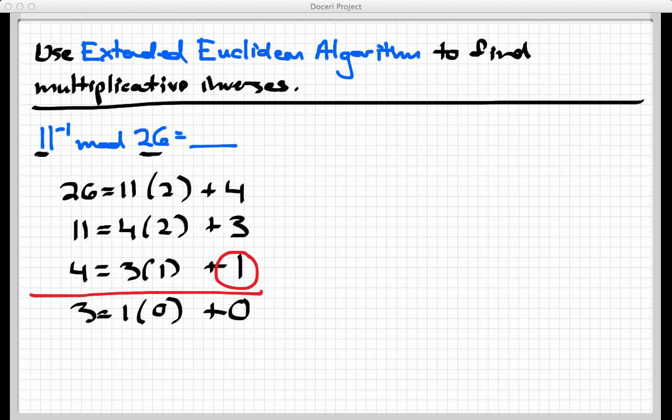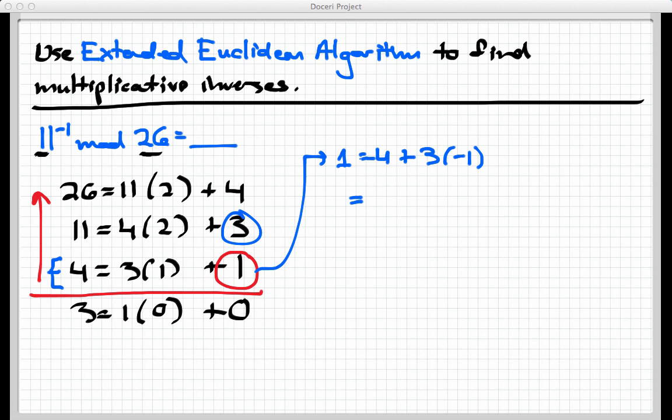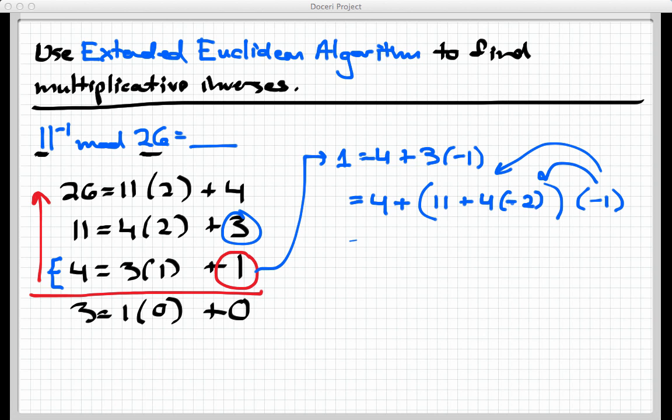Now, let me use the extended Euclidean algorithm to go backwards through the process. I'm going to start by writing 1 equal to 4 plus 3 times negative 1. In other words, go to the next to last equation and subtract 3 from both sides. Now, the 3 is right here as well, and I can make a substitution. The 3, which is all being multiplied by negative 1, is equal to 11 plus 4 times negative 2.